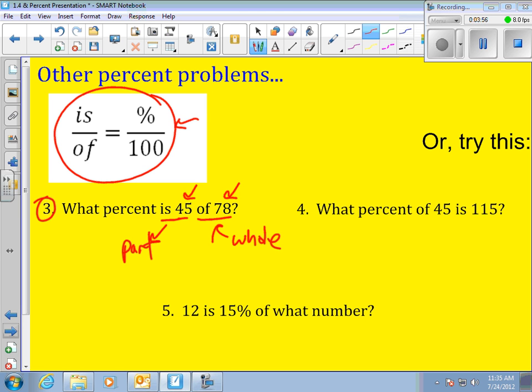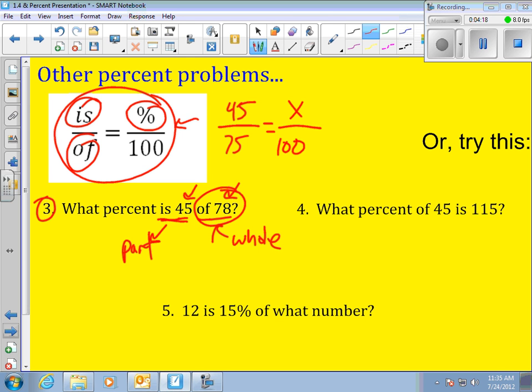So if I was going to plug these into the percent proportion up here, I'd say is 45. I'd put that in for my is. Of 78, I'm going to plug that in for the of. Equals percent. We don't know what the percent is. We're trying to find the percent. So that's going to be my variable x all over 100.